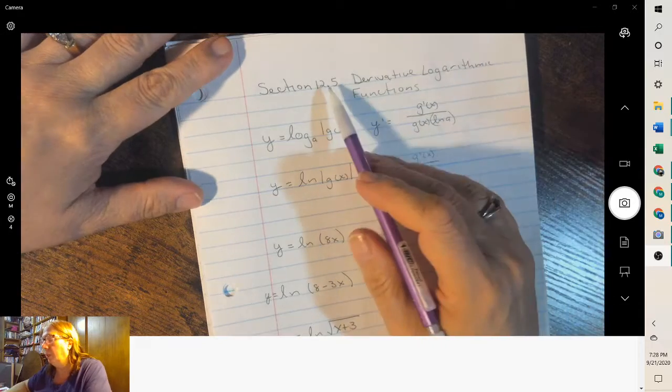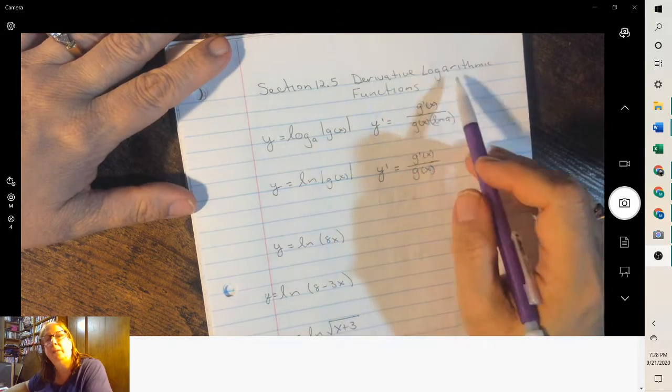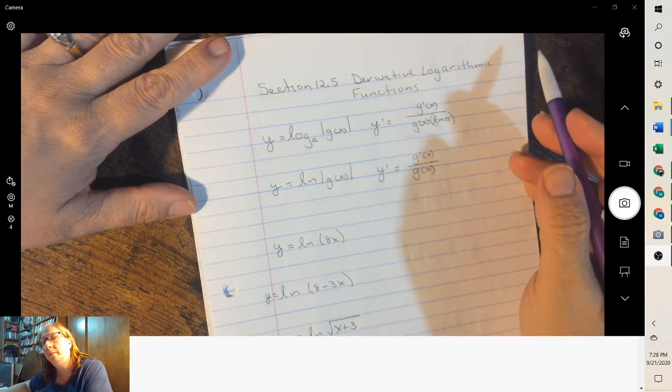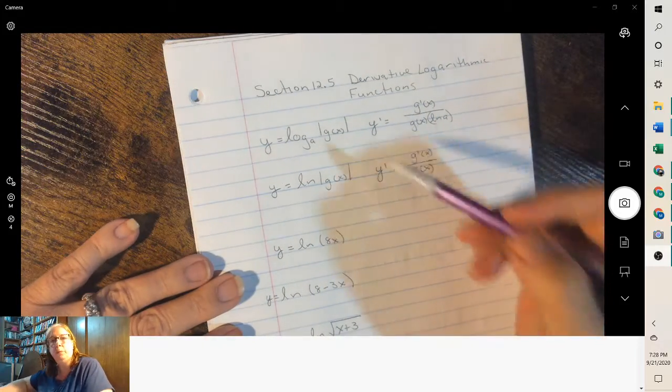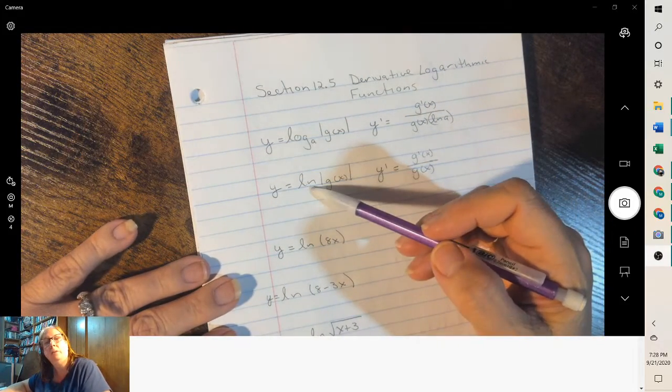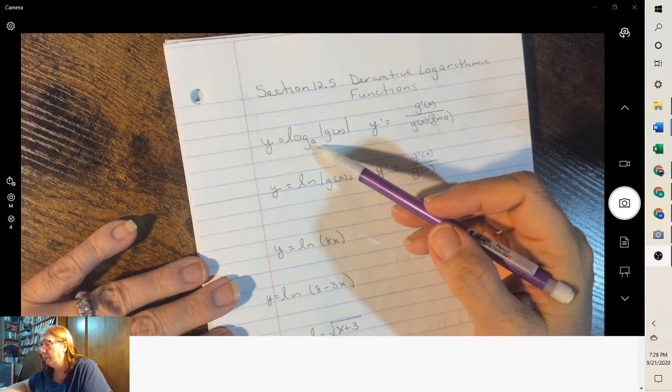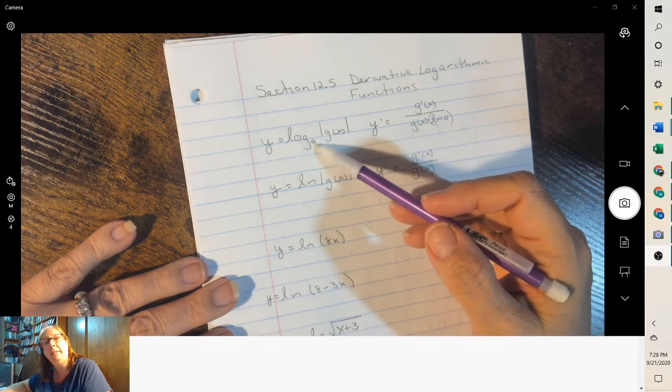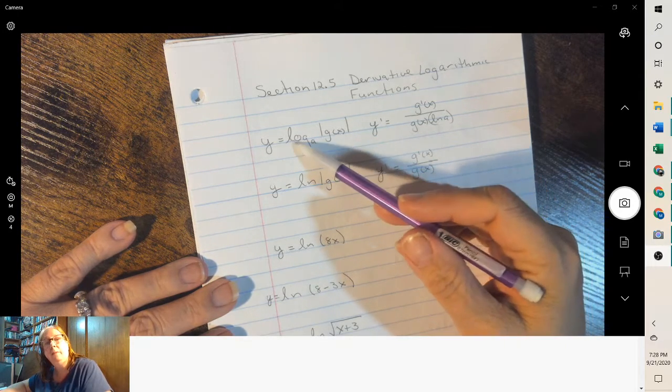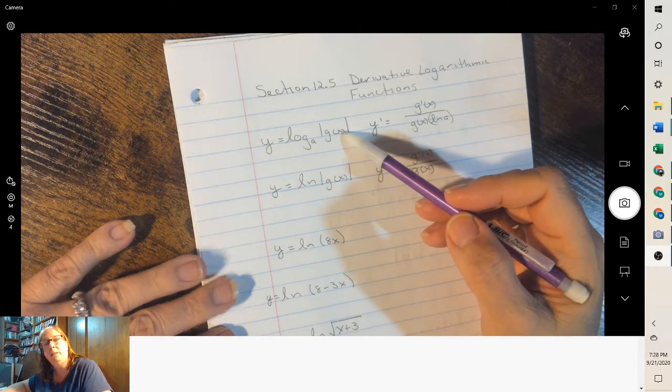Today we're going to cover section 12.5, derivatives with logarithmic functions. And there's two rules because it depends on if it's a log or a natural log. And your base is a. Remember, when there's no base, it's 10. So we have a log base a of g of x.